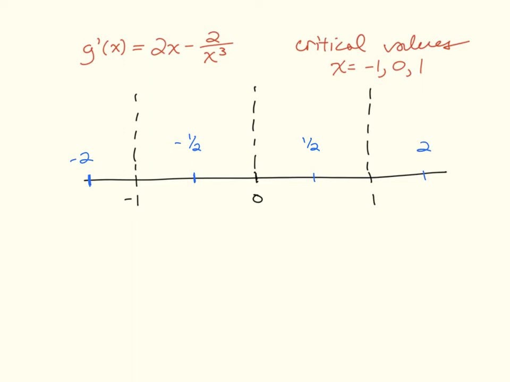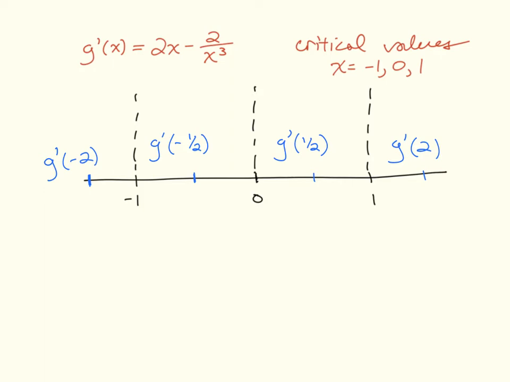In order for us to tell where the function is increasing or decreasing, we need to evaluate all of these test values in the derivative, g prime. So when we do this, if we get a value back that is positive, that means the original function is increasing on that interval. And if we get a value back that is negative, the original function will be decreasing on that interval.